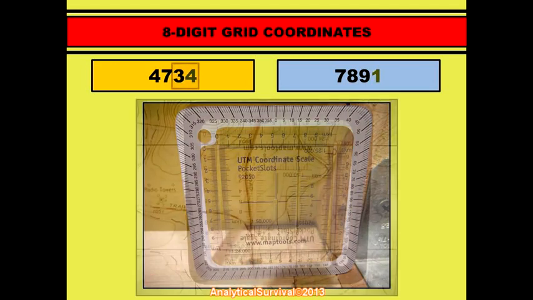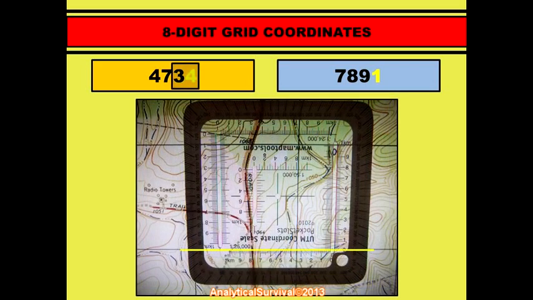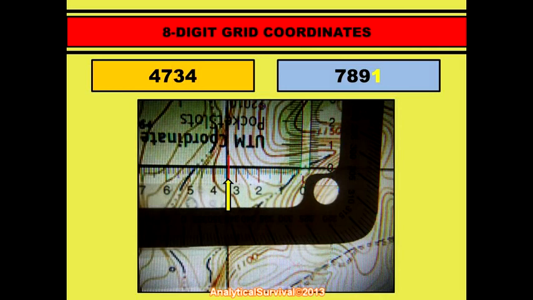Okay, let's plot this thing. We're going to align the bottom scale with the grid square and slowly slide the protractor to the right until the number 34 aligns perfectly with the left border of the grid. And it should look like this.